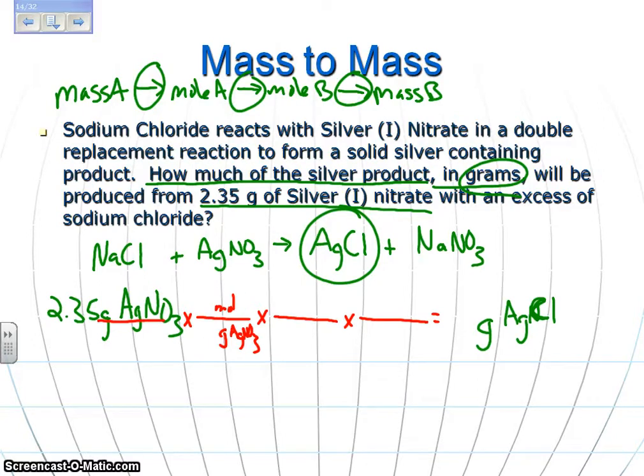Our next step, this is moles AgNO3. Our next step, we're leaving moles of AgNO3 and going to moles of B, and moles of B in this case is AgCl. And our last step, we're leaving moles of AgCl and going to grams of AgCl. In this first step, from mass to mole, the number which always goes next to mole is 1. And in this last step, from moles to mass, the number always next to mole is 1.